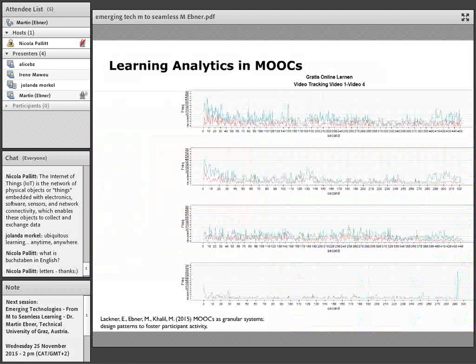Yeah, we have this done also in MOOCs. For example, learning analytics in MOOCs is here. You can see just a simple picture of how people are watching videos.